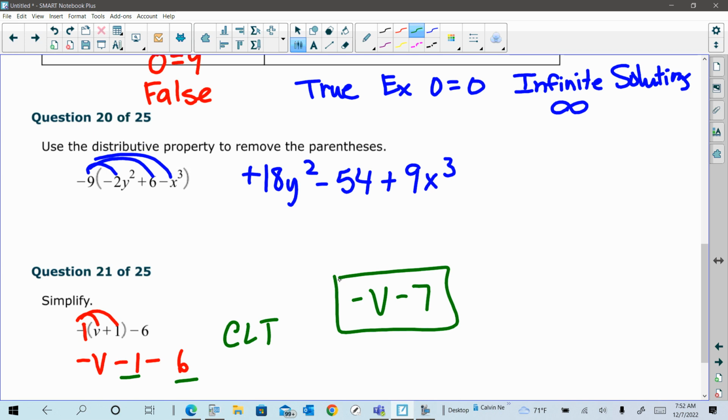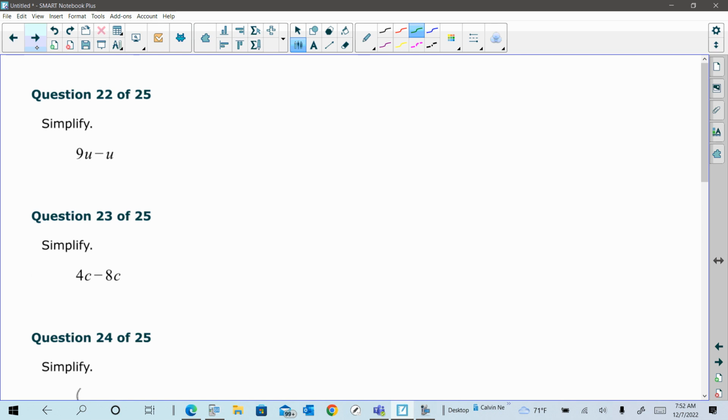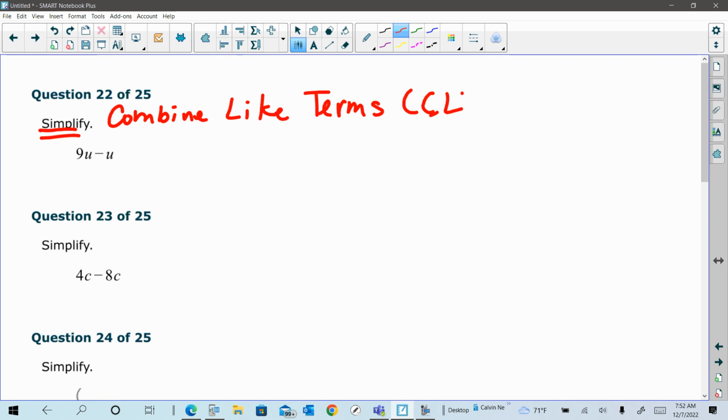And then the last couple are combining like terms, or simplifying means you're going to combine. Anytime they do this, combine like terms, or CLT. So we have basically 9u minus 1u, just going to give you 8u. Watch your signs. It's like -8. This is going to be a -4.